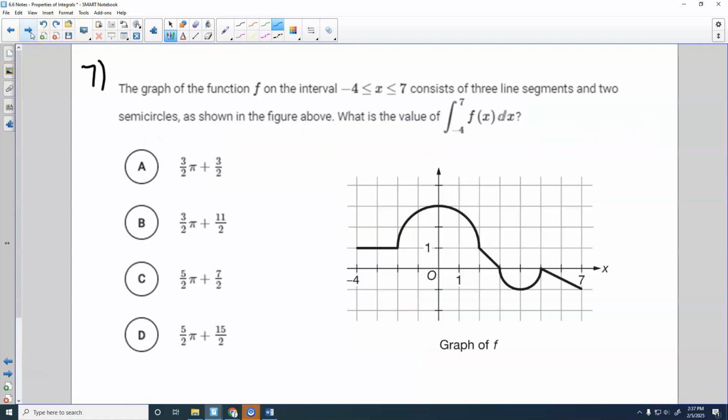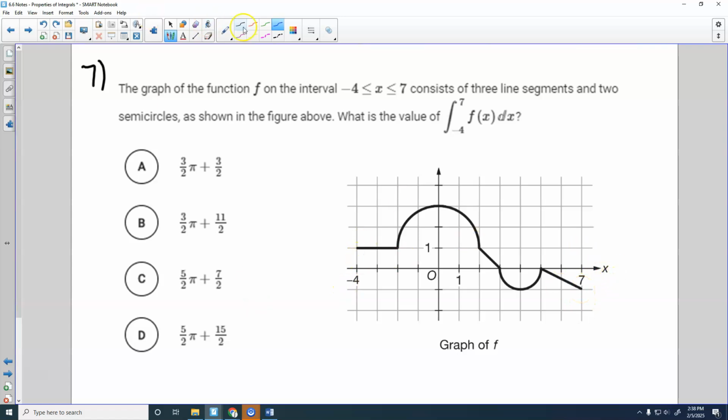All right, let's look at a few of these that they like to give us, like the AP exam might give you. So it tells us the graph of the function f on the interval from -4 to 7 consists of 3 line segments and 2 semicircles, as shown in the figure above. It wants to know the value of the integral from -4 to 7 of f of x dx.